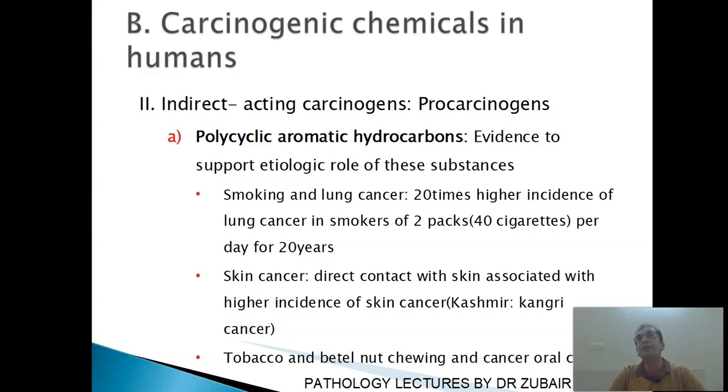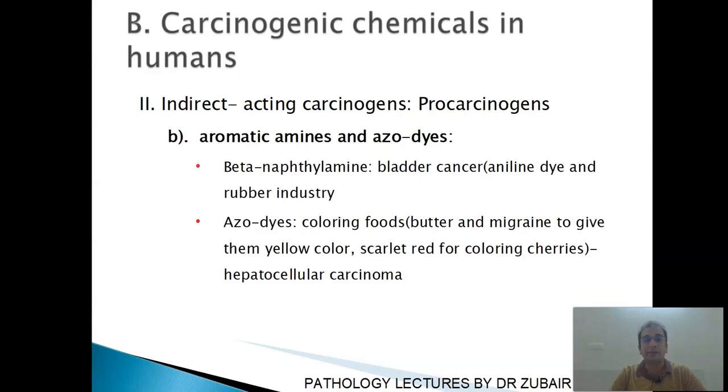Remember the Kangri cancer? Kangri is a bowl of charcoal which is tied around the abdomen, very common in the Kashmir area to protect from the frightful cold environment. But that is a carcinogen and that leads to cancer of the skin of the abdominal area. Tobacco and betel chewing, very popular in the Indian subcontinent, can lead to oral cavity cancer.